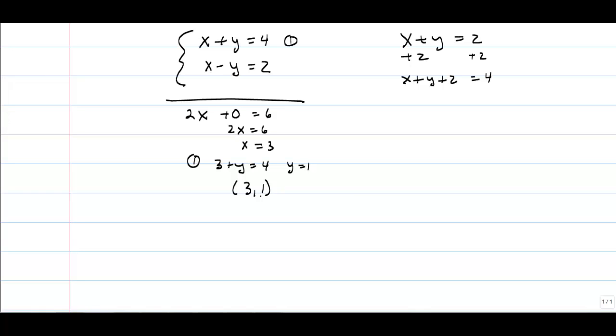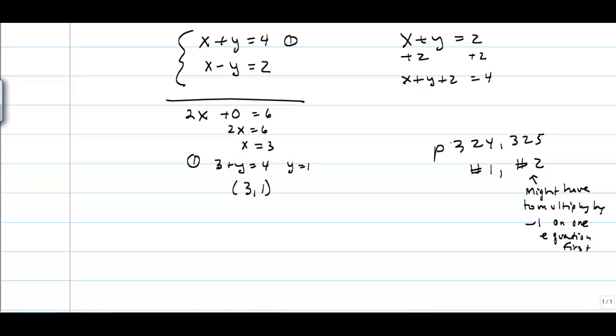Now what I'd like you to do is turn to your textbook on page 324 and 325, and I'd like you to do practice number 1 and practice number 2. I'm going to give you a hint for number 2. You might have to multiply by a -1 before you do your addition. So after you give yourself a chance to do those, then come back to the video.